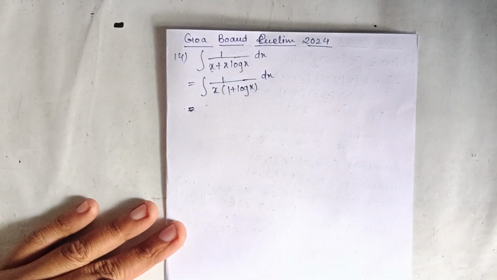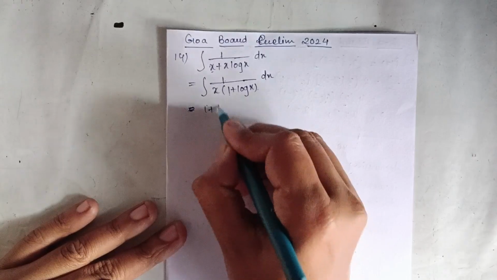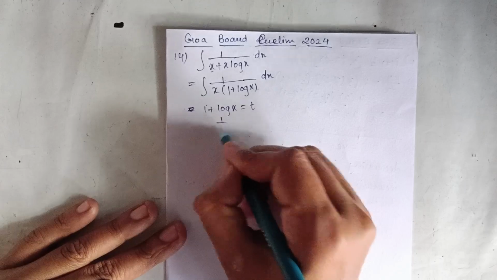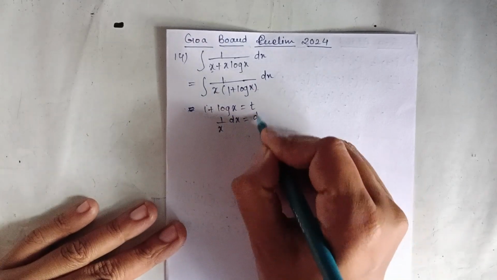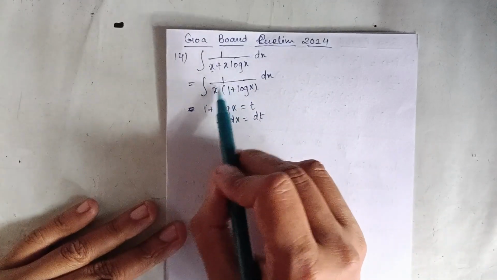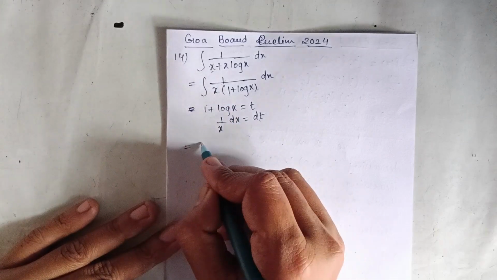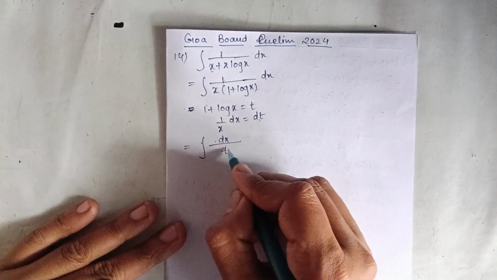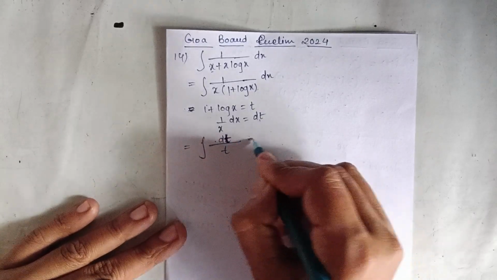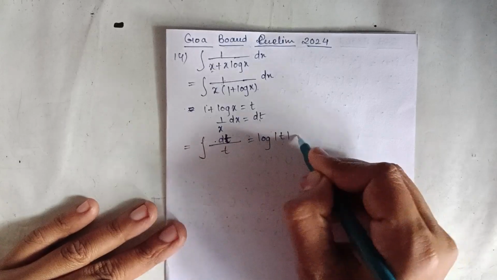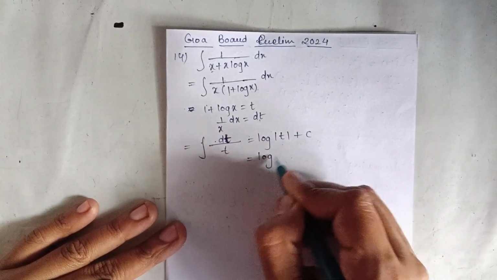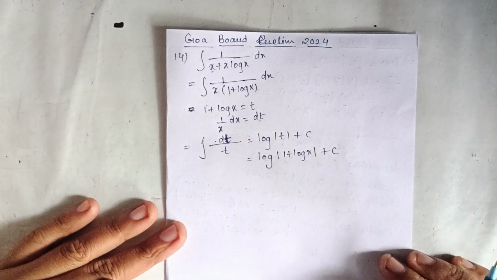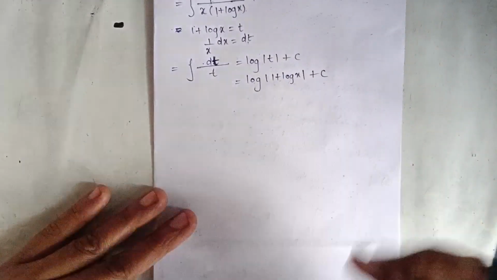So if you substitute 1 plus log x as t, then the derivative of this is 1 upon x dx equal to dt. Okay. Now we can substitute it here. So it will be integral dt upon t. Okay. So this is log t plus c. So putting the value of t, log of 1 plus log x plus c. Okay.